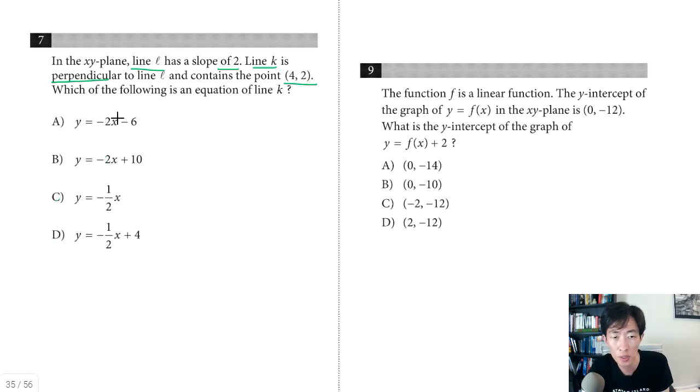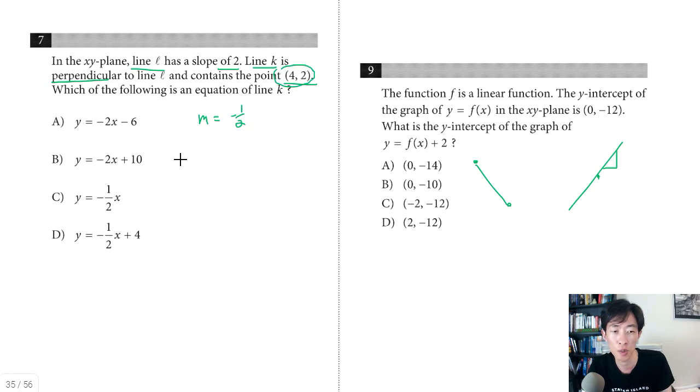Now the other way to do this is a little bit longer. Let's imagine that you didn't have the answers to look through and eliminate. You still can generate the equation, because remember, to get an equation of a line, you either need 2 points, because 2 points determine a line, or you need a point and a slope, because the point tells you where the line is, and the slope tells you how narrow or how steep it is. We know already that the slope is negative 1/2. We also know that the line contains the point (4, 2).